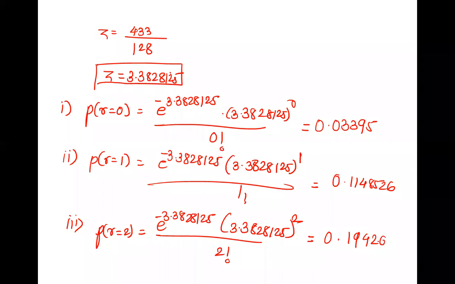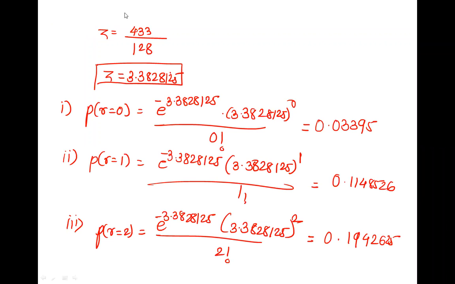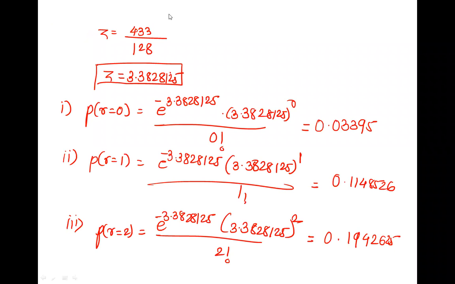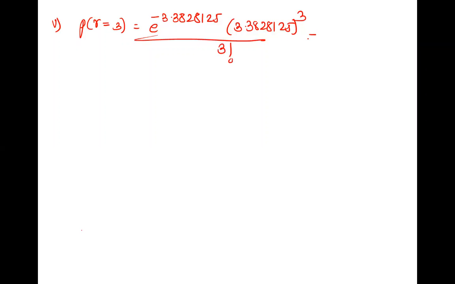0.19426. 4 to 6. Correct. 25. Okay, correct. Good. 3, 4, 5, 6, 7. All you need to solve. Probability R is 3. 3. E raised to minus 3.8281, into 3.8281 raised to 3 upon 3 factorial.